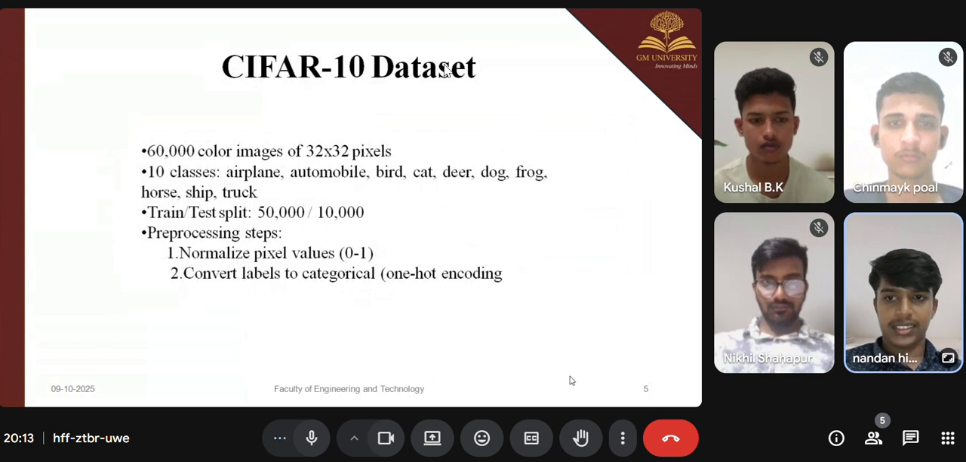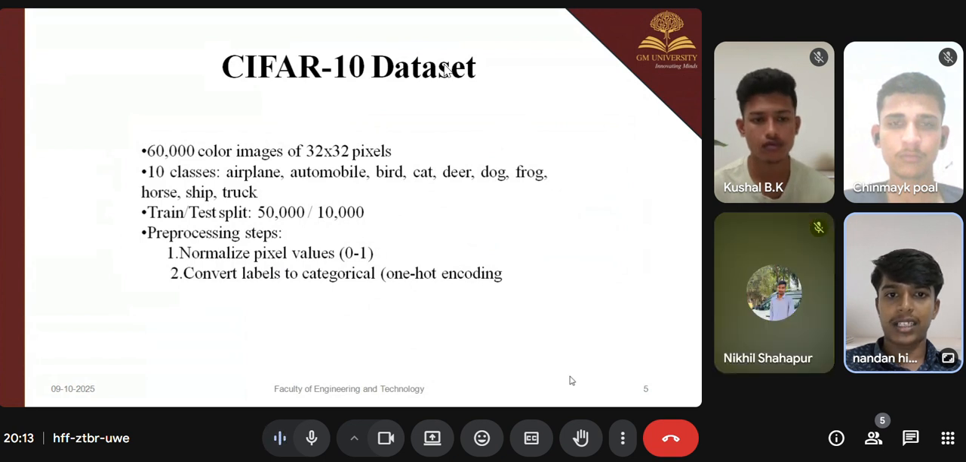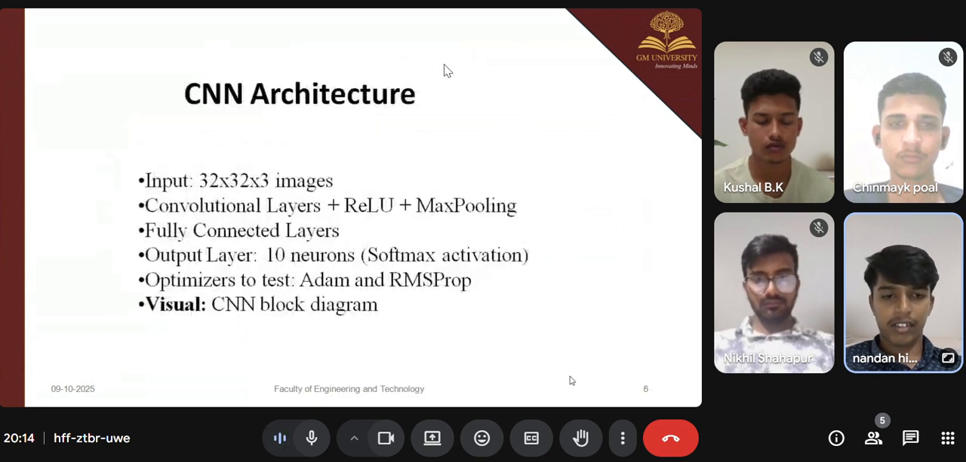the CIFAR-10 dataset. We used 60,000 color images of size 32 by 32 pixels and 10 classes: airplane, automobile, bird, cat, deer, dog, frog, horse, ship, and truck. For the train-test split, 50,000 and 10,000. Preprocessing steps: normalize pixel values and convert labels to categorical one-hot encoding. The next slide will be explained by my friend Nikhil.